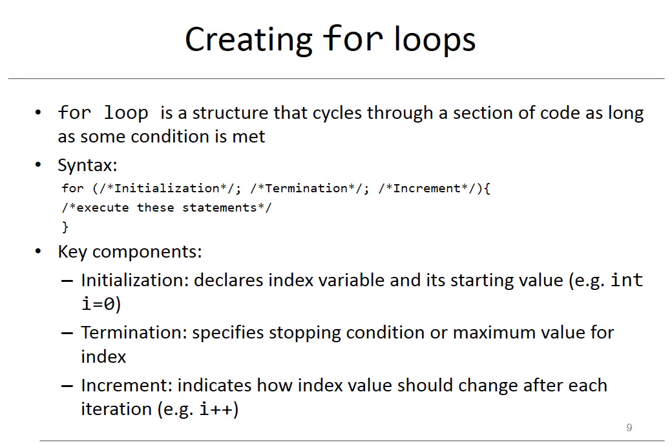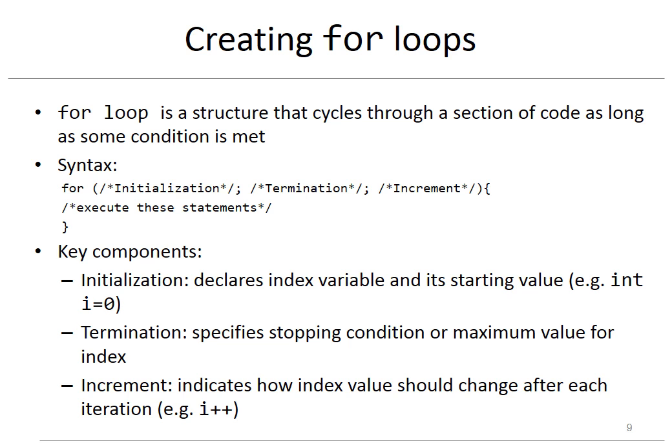A next important control structure is a for loop. A loop allows you to cycle through a set of code statements as long as some condition is met. In other words, it allows repetitive execution without repetitive coding.